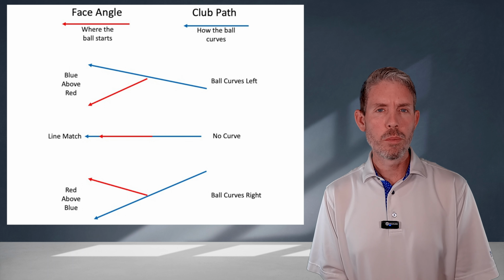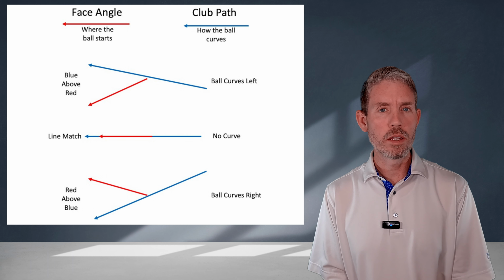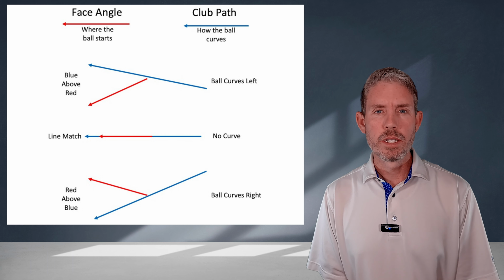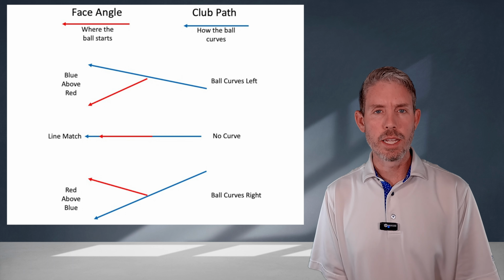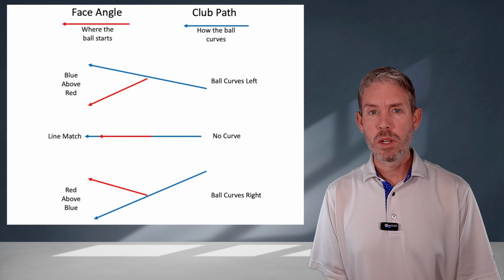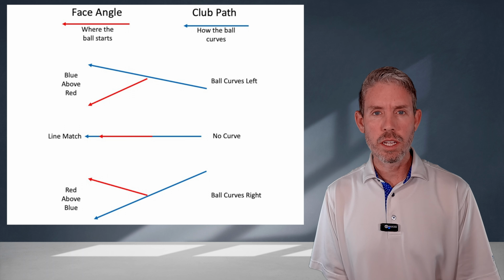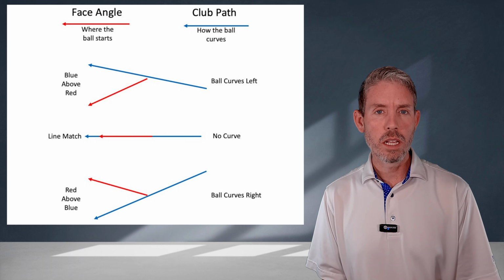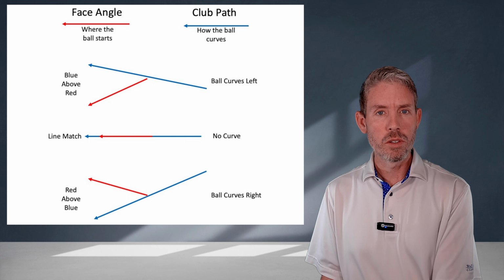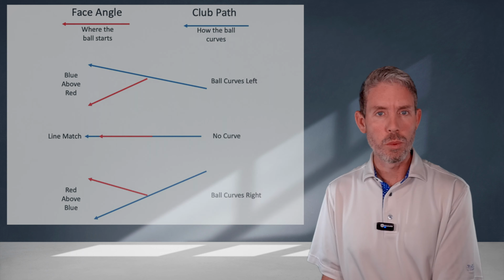And in the third example, the red line, the face angle, is above the blue line, the club path, meaning that the golf ball will curve to the right. Now what you'll notice in all three of these examples is that I have no target line. That's because the golf ball does not care about your target. All it cares about is the club path and the face angle and the relation between those two.